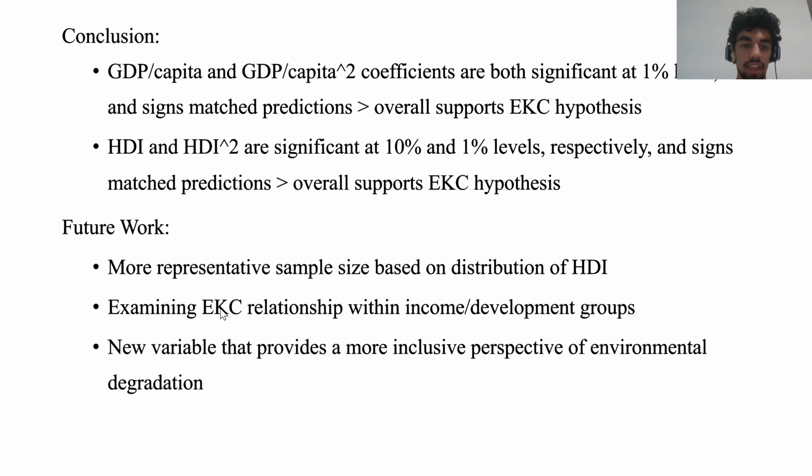And finally, I think it would be interesting to do some research using a more inclusive variable for environmental degradation. While carbon dioxide emissions are what are typically used, there are other measures of environmental quality and environmental health within a country, such as land use, primary type of industry, population, and number of cities, among others. And I think it would be interesting to include those in this kind of research.